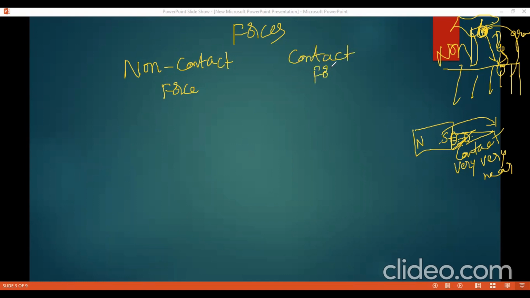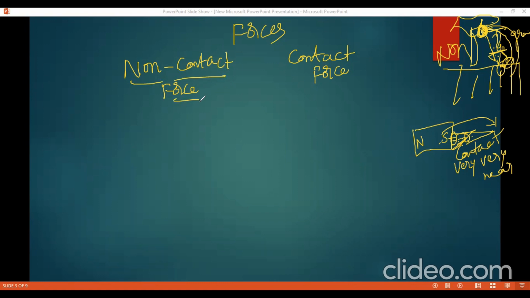Yes, very good. Non-contact force. That means there is some field existing here. That is, the gravitational field exists here, right? Because of the gravitational field, the apple is attracted towards the earth and falls on it, right? Yes, very good. Now, the contact force. Let us talk first about non-contact force.